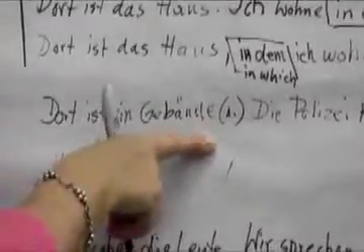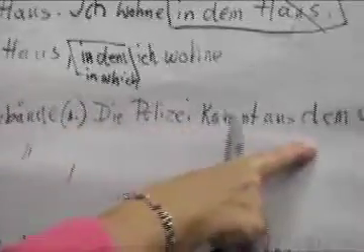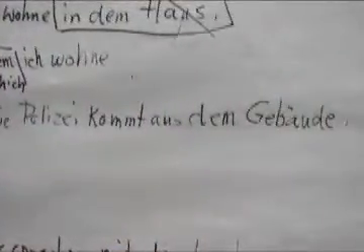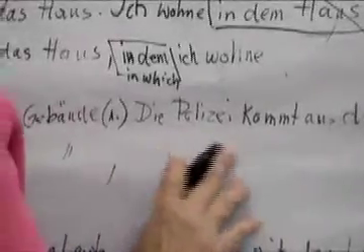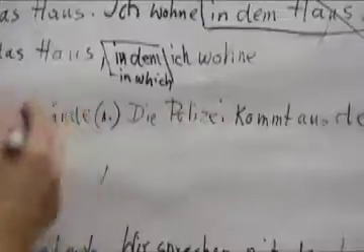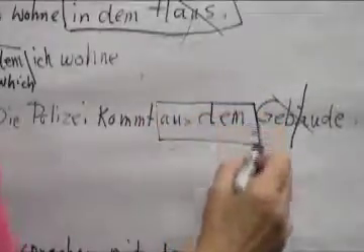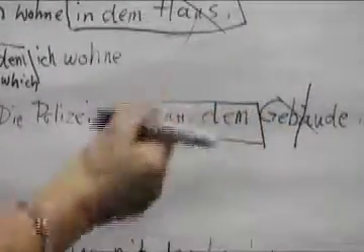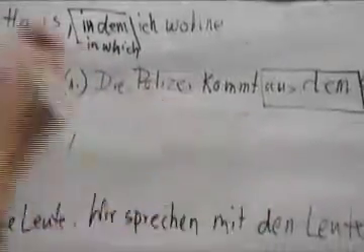Alright, another one. Dort ist ein Gebäude. Gebäude is a das noun. Die Polizei kommt aus dem Gebäude. Gebäude means a building. There's a building. The police are coming out of the building. So, Gebäude, we don't need it anymore. The prepositional phrase is aus. Aus is a dative preposition. Das Gebäude becomes dem. So, die Polizei kommt aus dem Gebäude.